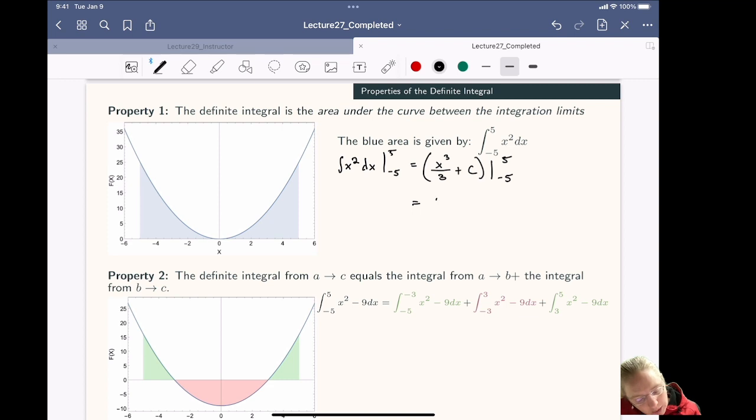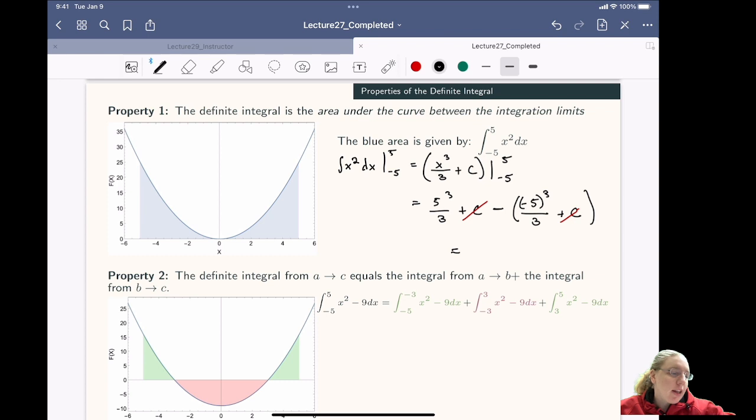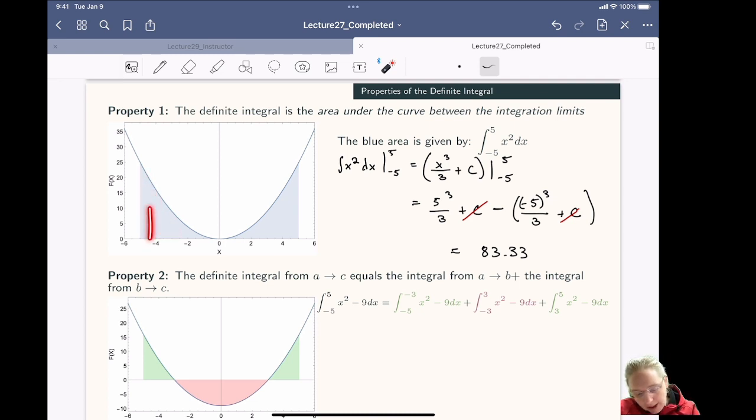Plugging those values in, we have 5 cubed divided by 3 plus c minus minus 5, that whole quantity cubed, divided by 3 plus c. Now, this plus c is going to cancel with that minus c, and if you plug this into your calculator, you're going to get the value 83.33. All right, so this is the first definite integral that we're going to do, and it gives us the area under this curve. Note that this area under the curve is positive. It's all above the x-axis.